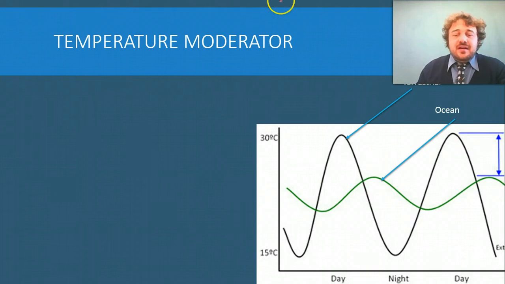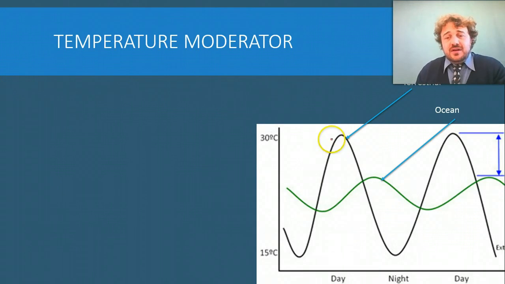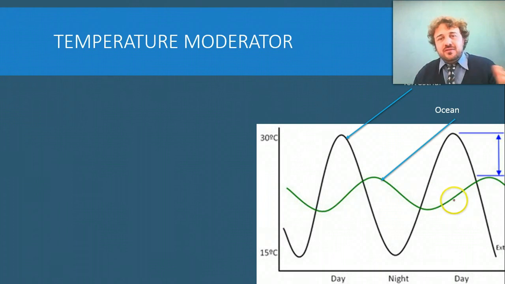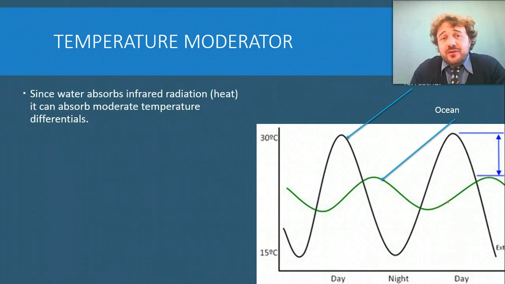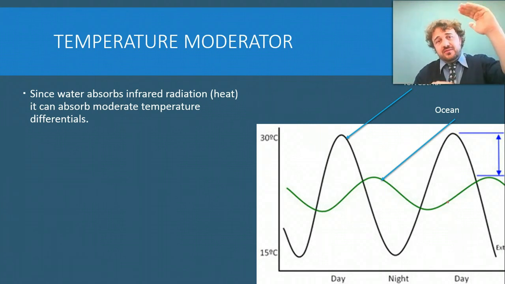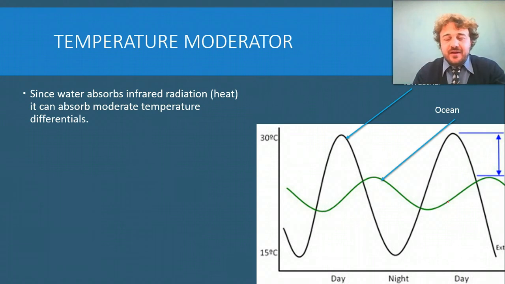So this is a terrestrial environment, particularly probably a desert by the look of it, given it goes up to 30 down to 15. That's a big change. And if you look at what the ocean temperature is, it's a much smoother change as the day goes along. So because it absorbs infrared radiation, it can moderate temperature differentials. In other words, the differences between your extremes, it's called dampening. They sort of come into the middle, so it's not as big an effect.